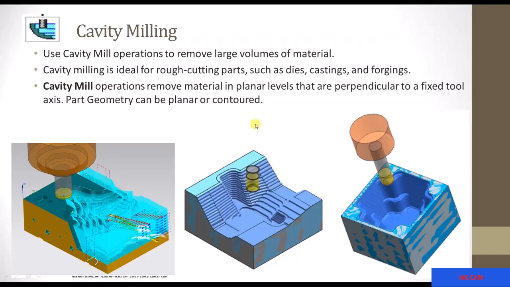casting and forging components. In this operation, our tool direction is always in the Z direction, which means it is a fixed direction operation. Because it is a 3-axis operation, the tool direction will be in the Z direction. So let's discuss this with an example.